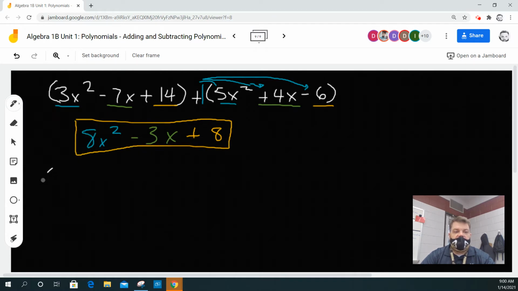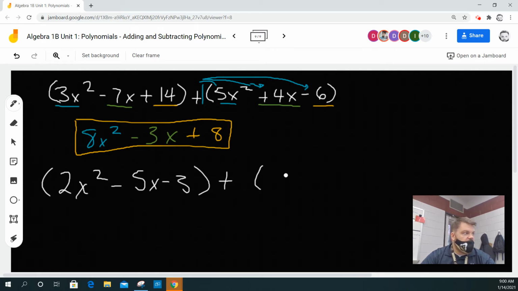Let's try another one. Now, I do want to keep in mind, you might say, Mr. Adams, why did you write down the 1 in front of the parentheses? Because sometimes it'll have a number. We haven't done that yet, but we will. Let me write this down, and I'll talk about what I mean. Minus 10x squared plus 2x plus 7.